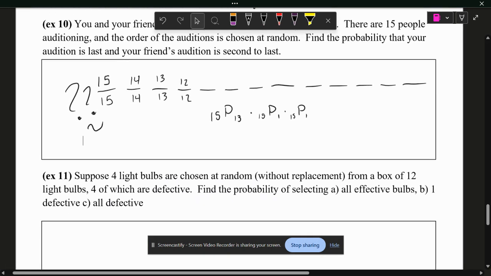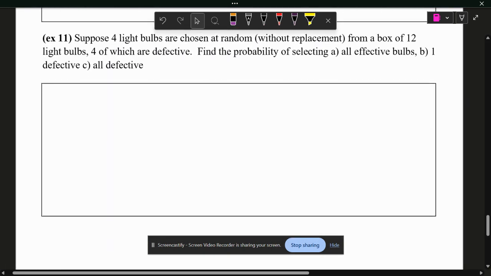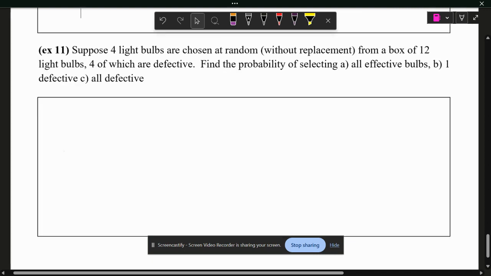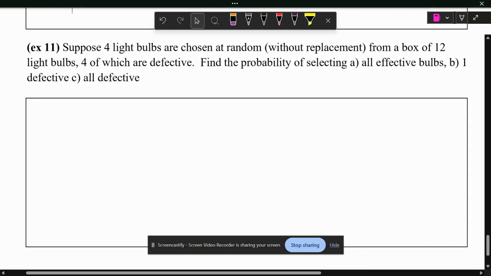Let's take a look at number 11. If I figure it out, I'll let you guys know. But it's been a little bit since I've seen that one, and unfortunately I'm not all knowing. Example 11 though, this one I do remember. Suppose 4 light bulbs are chosen at random without replacement from a box of 12 light bulbs, 4 of which are defective. Find the probability of selecting all effective light bulbs, 1 defective light bulb, and all defective.